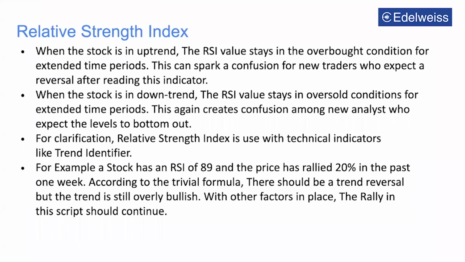So when the stock is in an uptrend, let's say we took the example of Nifty in the months of August and November, RSI stays in the overbought condition for quite some time. So that is what a bull market is. Of course, according to the trivial definition, it means that there might be a trend reversal very soon. But this might spark confusion and create quite some false alarms, where new traders might expect a trend reversal, which definitely doesn't happen because it is quite a bullish time.